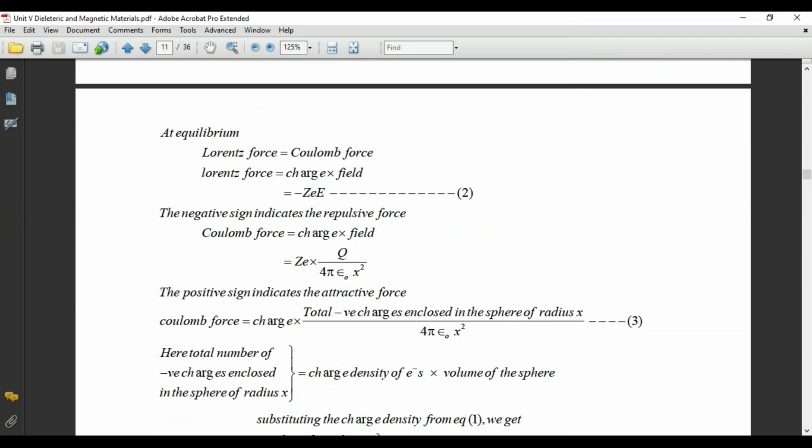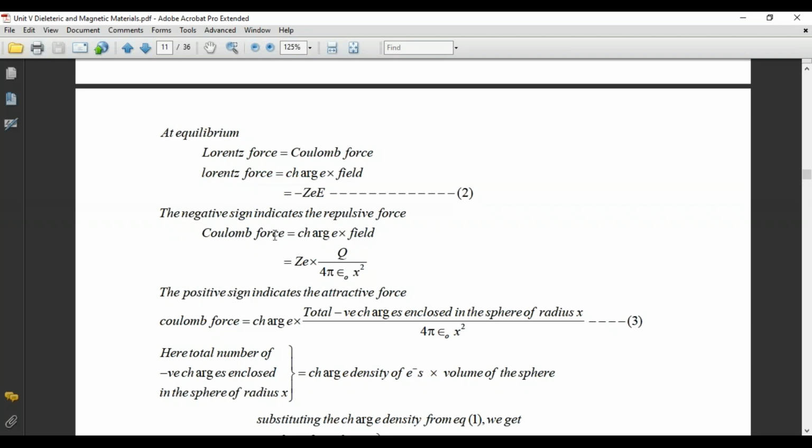Another thing you want to find out is the equilibrium. What is the equilibrium position? As soon as you apply an electric field, the Lorentz force is equal to the Coulomb force. What is the Lorentz force? Charge multiplied by the field, that is minus ZeE. We have already seen this as equation 1. The negative sign indicates the repulsive force.